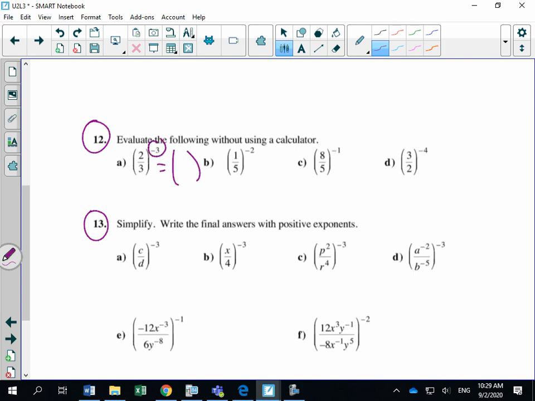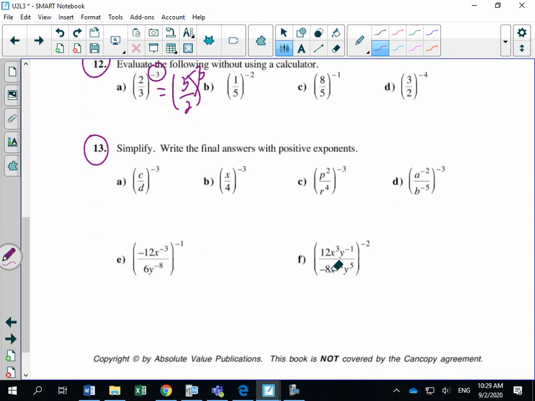So in order to go from a negative 3 to a 3, you're going to flip. Then from here, apply your 3. If I was to do set F up for you, so I'll set up F for you, the first thing I do is I want to go from a negative 2 to a 2. So in order to do that, I need to take the reciprocal. So that negative 8, x to the negative 1, y to the 5 goes up top. 12, x to the 3, y to the negative 1 goes below.